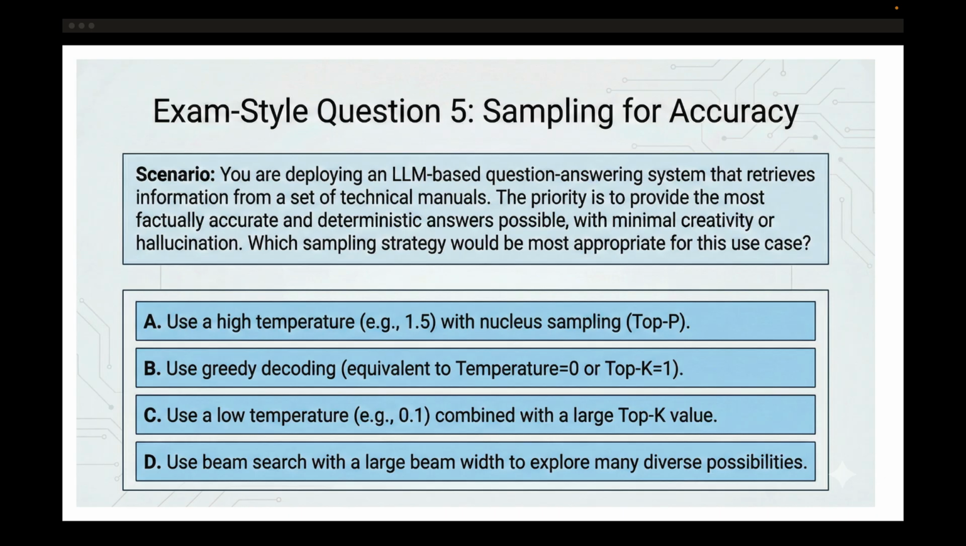The correct answer is B. Use greedy decoding, or a temperature of 0 or a top K of 1. To minimize hallucination and ensure maximum determinism for factual tasks, you want to eliminate randomness in the generation process. Greedy decoding always selects the single token with the highest probability at every step. High temperature or beam search introduces variance that's undesirable in this specific scenario.